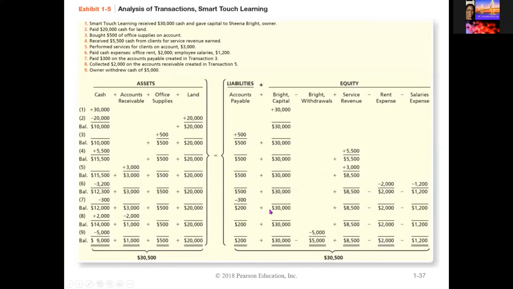Here on the right side, you have your $200 liability, capital $30,000, withdrawals $5,000, service revenue $8,500, rent expense $2,000, and salary expense $1,200. So your left side is equal to your right side, and that is the accounting equation. The accounting equation is in balance. So this is the end of Learning Objective 4.